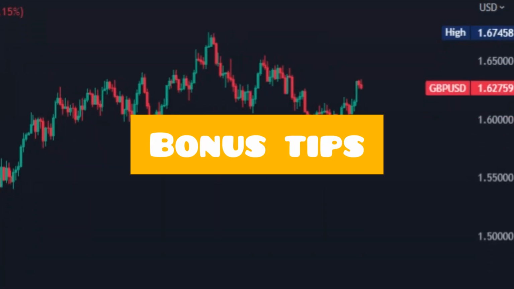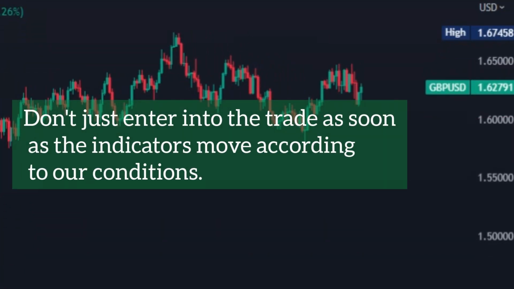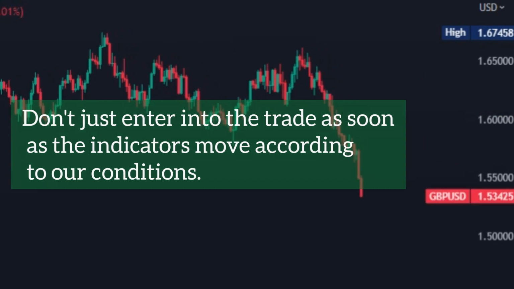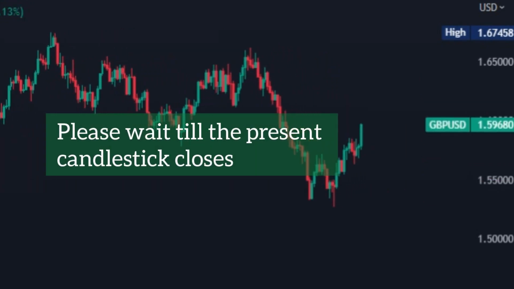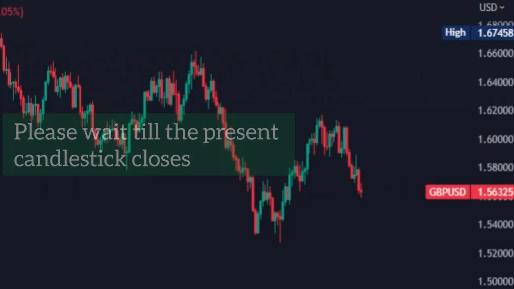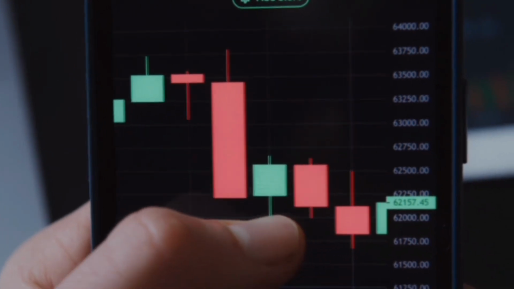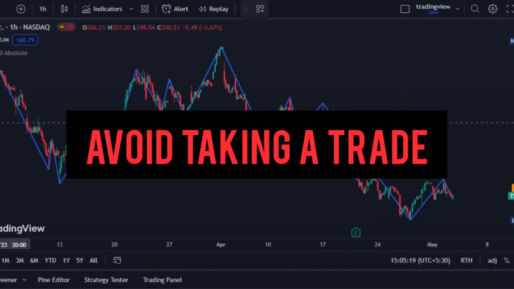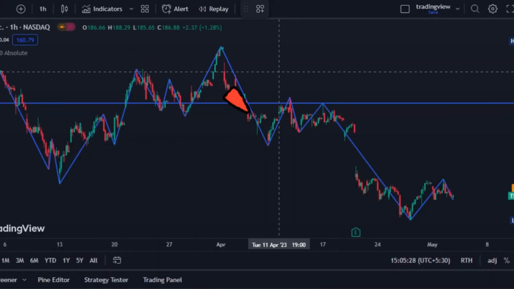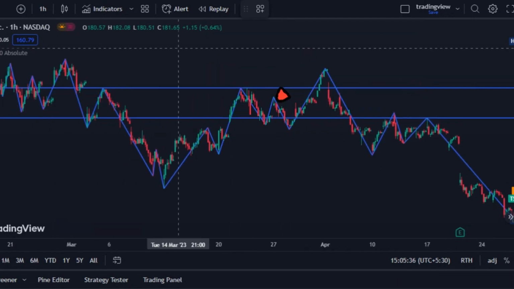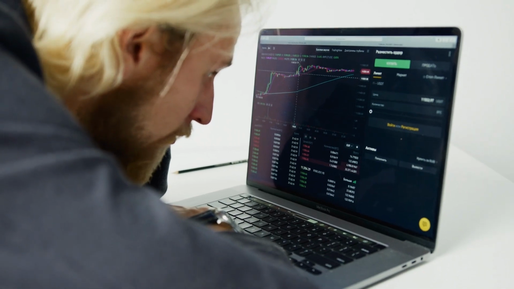Now the bonus tips. Don't just enter into trade as soon as the indicators move according to our conditions. Please wait till the candle close, especially for a pair like GBP-USD. It's really important, telling from own experience. So wait till the candle close. And also avoid taking a trade near supply, demand and support areas, even when indicator shows strong signals. Because remember, no one can predict market 100% accurate.